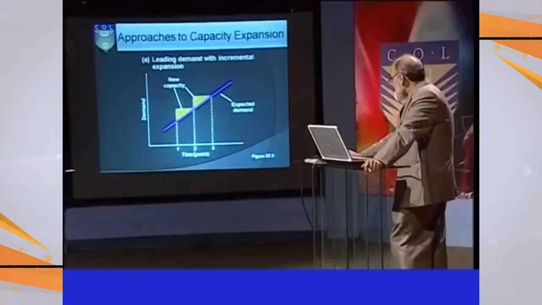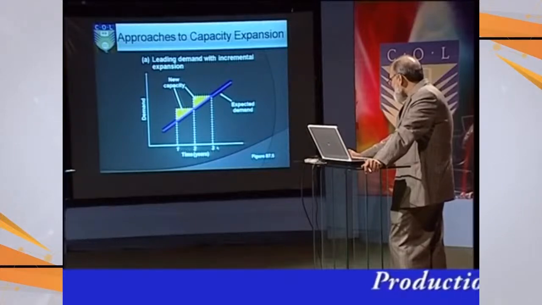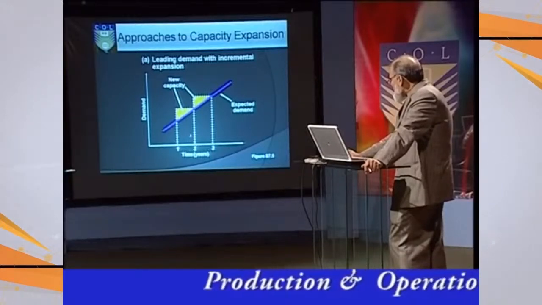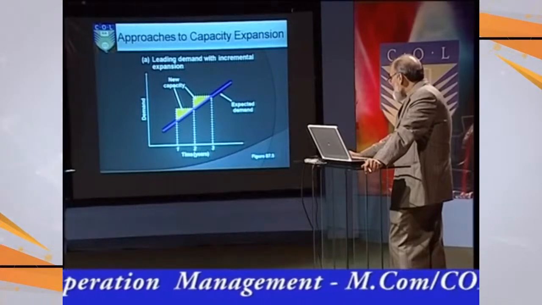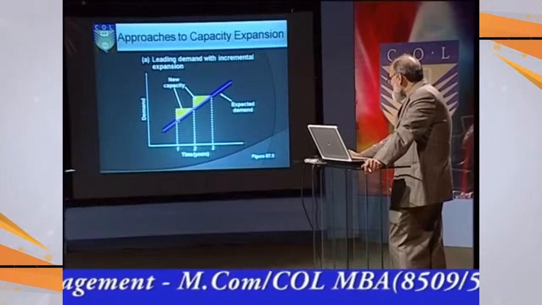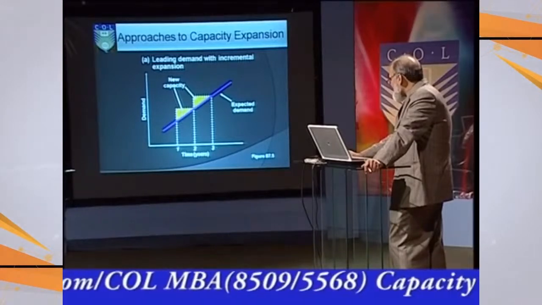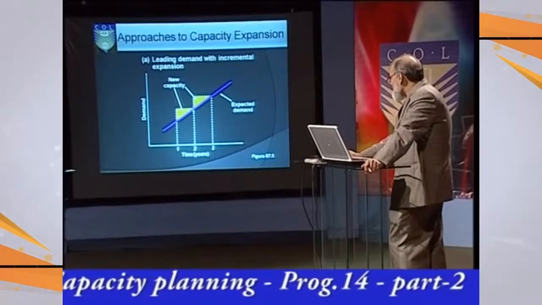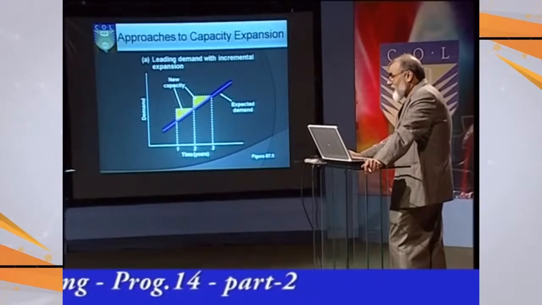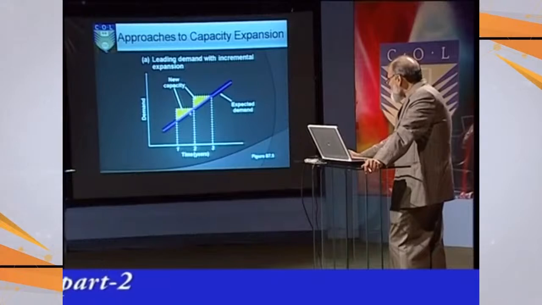Okay, if we say our expected demand is this much over a period of year 1, year 2, year 3, we see our demand at year 2 will be this much, year 3 will be this much. Now, we have an option: we create this much capacity to meet our demand in year 2. We create it before time. As the demand grows, our capacity is already there, right?